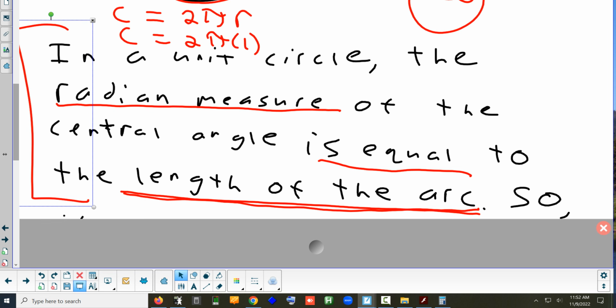What is that the same as? It's the same as the angle. The arc and the angle are the same. So if the arc that goes all the way around the circle is 2 pi, what's the number of radians to go all the way around the circle? 2 pi.